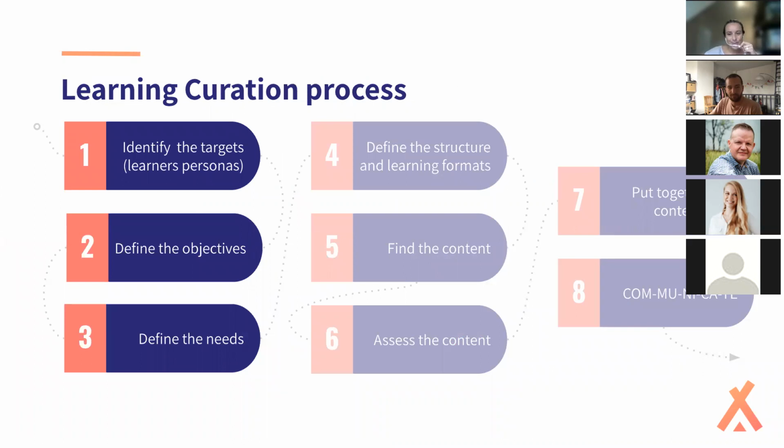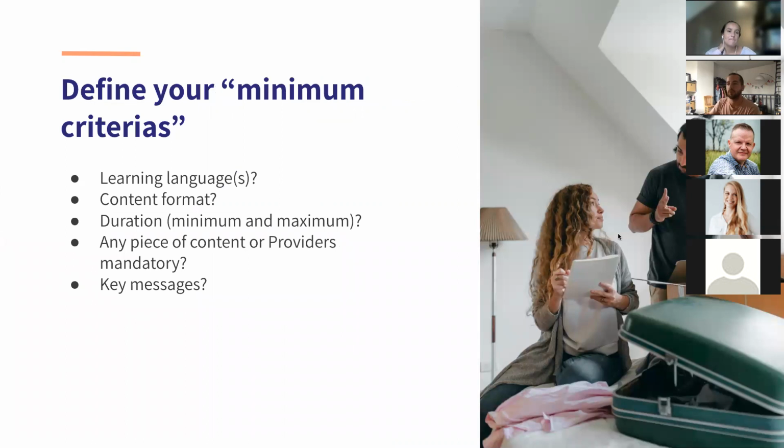And then I give the floor to Loïc. Thanks, Antoinette. Based on the targets and the objectives you've just defined, you will define what is called the minimum criteria. It's basically basic questions, but they are really key to ask in terms of curation. The first one is to understand in which languages you want to train your learners. Depending on whether you want to train all of them in English, or in English, French, German, you would have access to different types of content. It will depend as well on the learning objective, so you have to be aware of that.